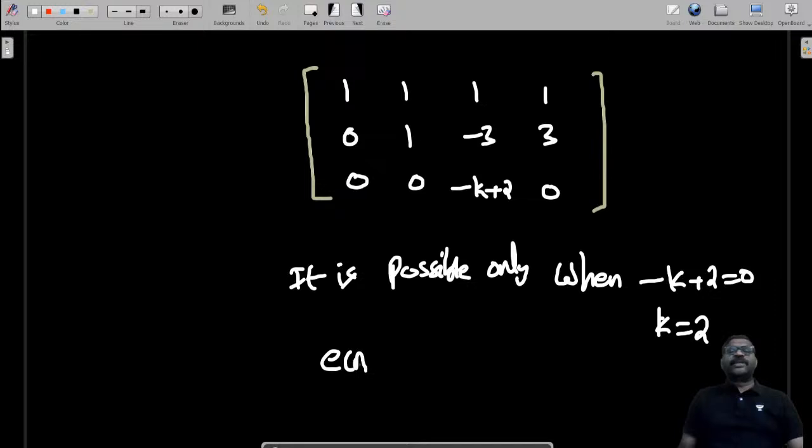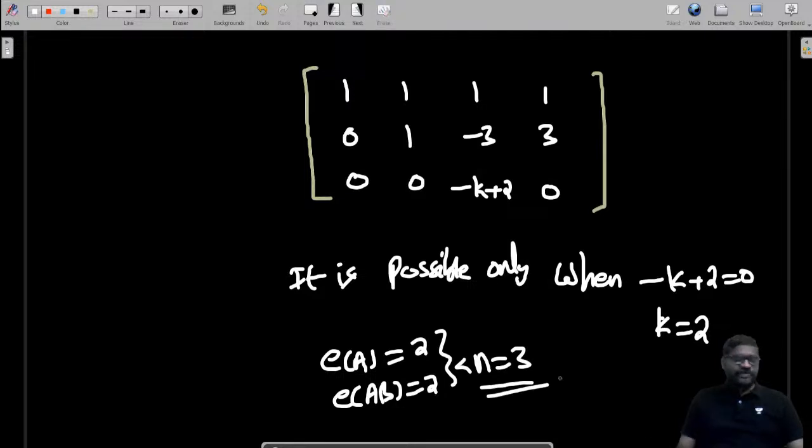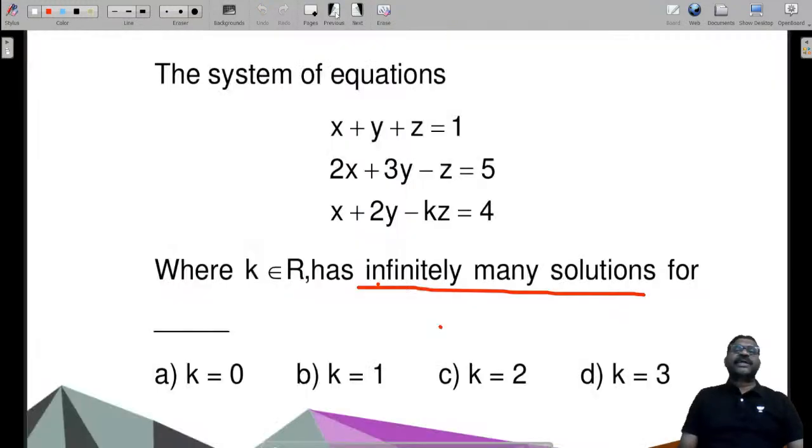If k is 2, then rank of A equal to 2, rank of AB equal to 2, number of variables equal to 3. Both are equal and less than number of variables is possible. Then system possesses infinitely many solutions. Understood? That's why correct answer is k equal to 2.